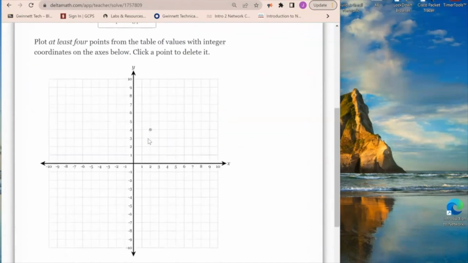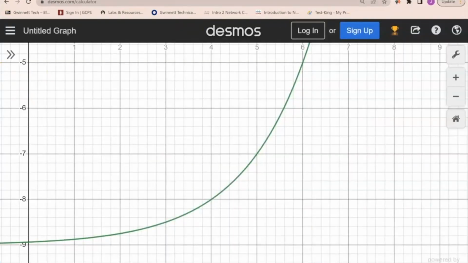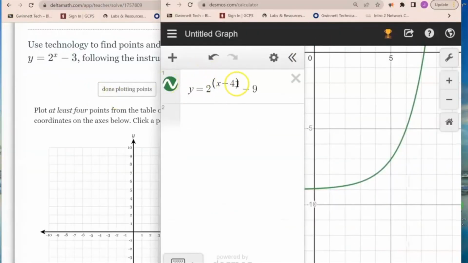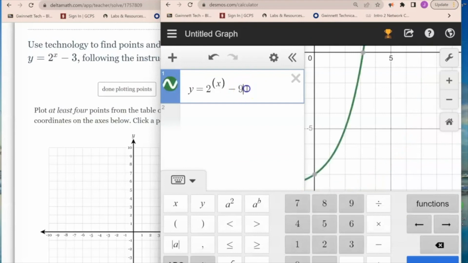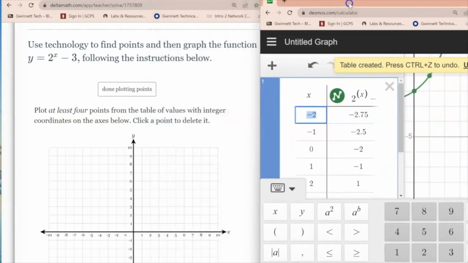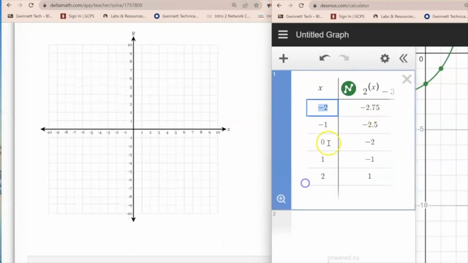I'll do this one a little bit faster so that we're not spending so much time on it. All right, so the very first thing you do, of course, is copy the question down. So 2 to the x minus 3. Remember you can click table. My points are nice now. If they're not nice, you can just read it off the graph. So I'm going to read it off the table since my points are nice. Not the decimals, of course, just the whole numbers.